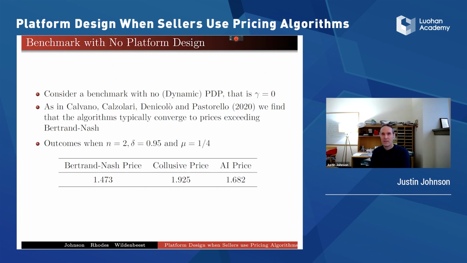Okay, and let's just kind of see what happens without any demand steering. In the absence of it, as you can see over here to the right, the algorithms converge to a price of about 1.68, which is roughly halfway between the theoretical Bertrand-Nash price and the fully collusive price. Okay, so the algorithms charge higher prices than theory predicts. They don't get all the way to the collusive price.